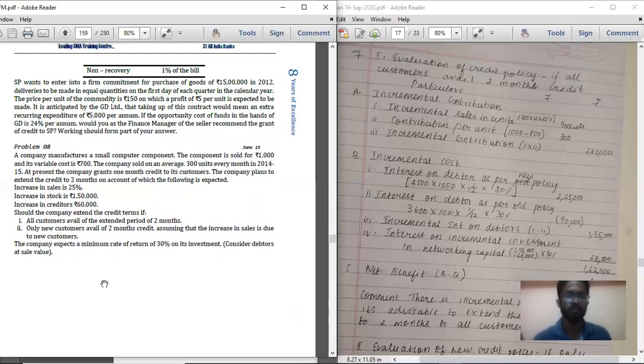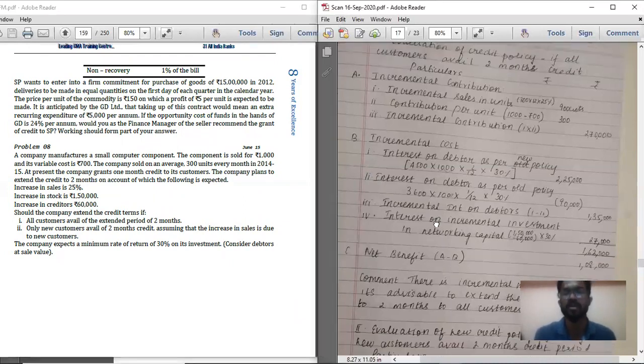Okay, done. Now we'll take down the solution. Simple. They have asked us to calculate in two situations whether there is a net benefit or not, to accept the new proposed policy.